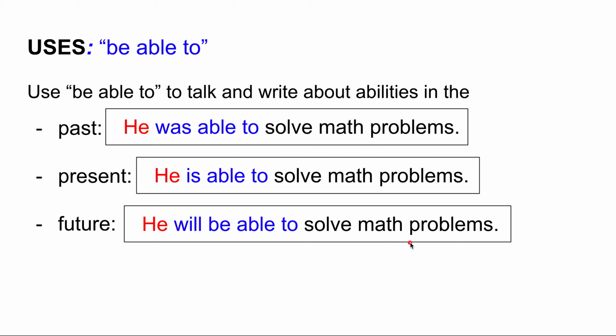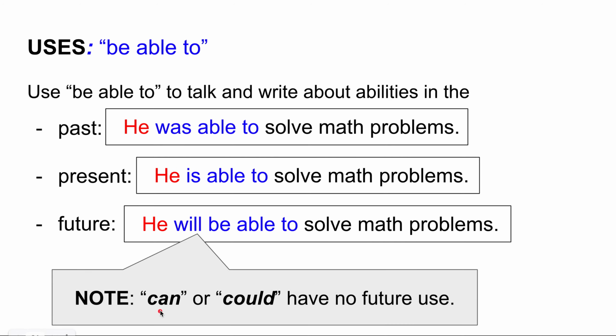Okay. Something to note is that can or could have no future use. We can use can for the present: he can solve math problems, or he is able to solve math problems. And we can use could for the past: he was able to solve math problems, or he could solve math problems. If we're just talking about general abilities, that's possible.